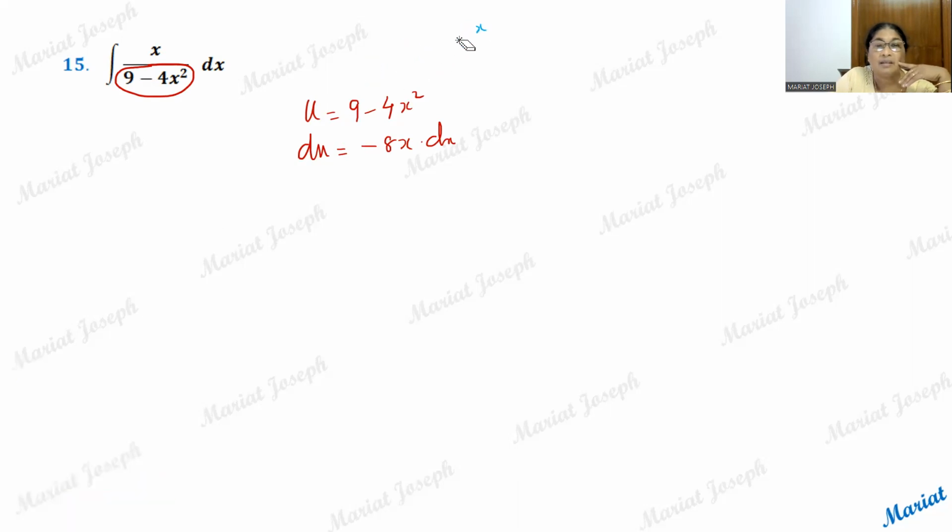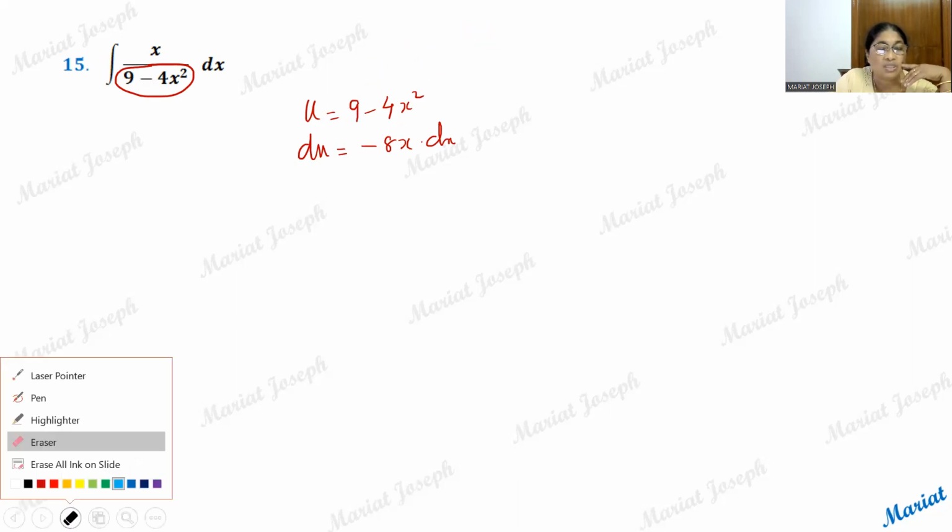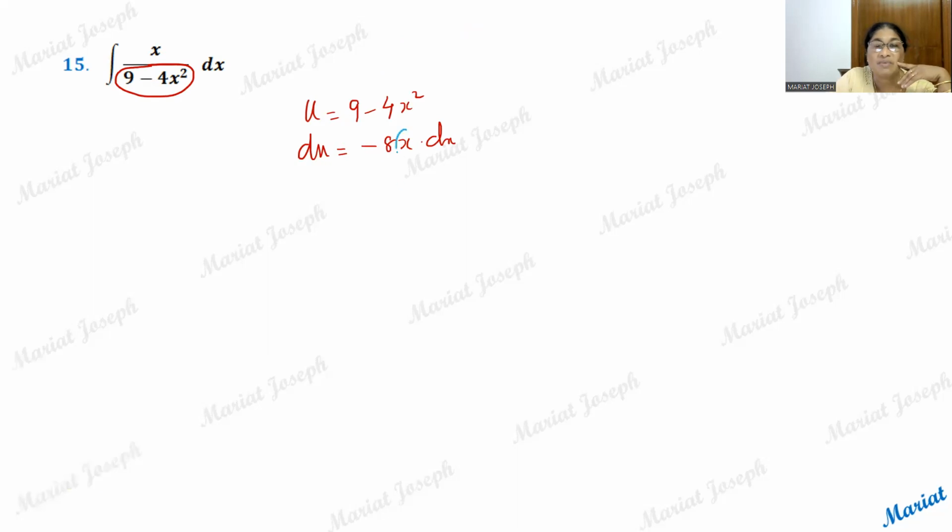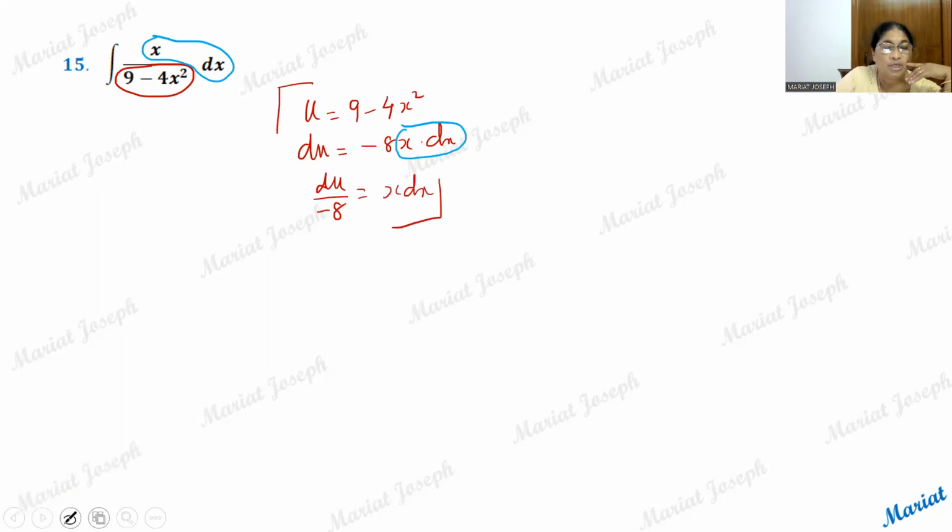Then, why did we go for that? It is because we could see there is an x dx there. Ye dekhiyo, x dx is there, na. Therefore, x dx, this minus 8 is extra over there. So du upon minus 8 equal to x dx. Then put it back in the integration.